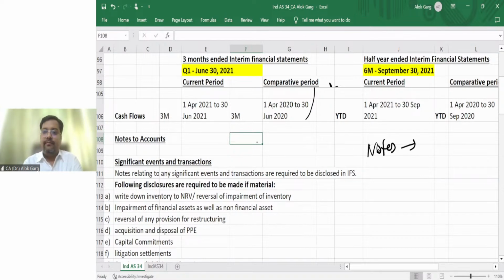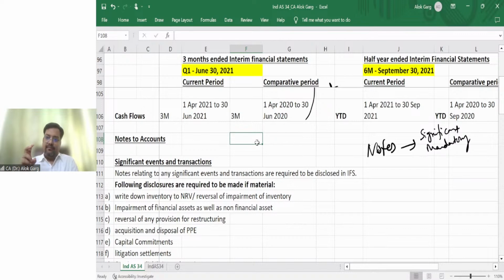One, significant notes. Second, mandatory notes. Significant notes and mandatory notes. What is meant by significant notes?